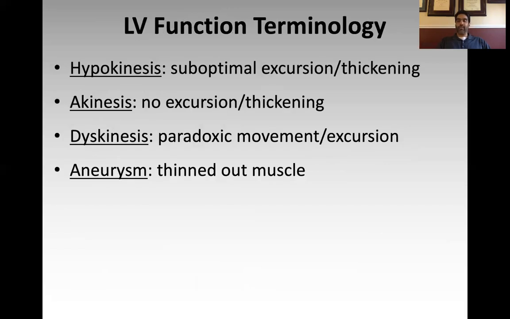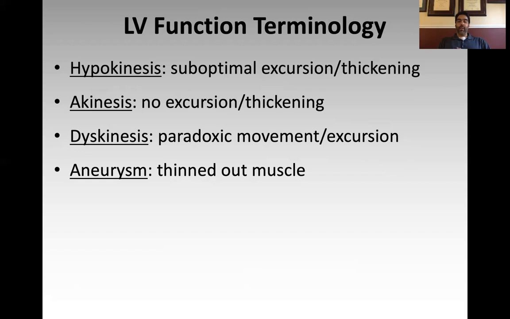And just to get into some terminology, if a muscle is not moving or thickening as much as it should, though it may be moving and thickening, just not as much as it should, you would call that a hypokinetic muscle or a hypokinetic chamber. If the muscle is not moving at all, not thickening, then that's called akinesis of that muscle or of that wall.